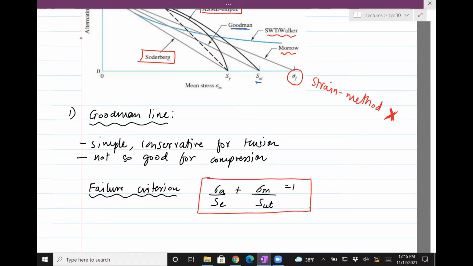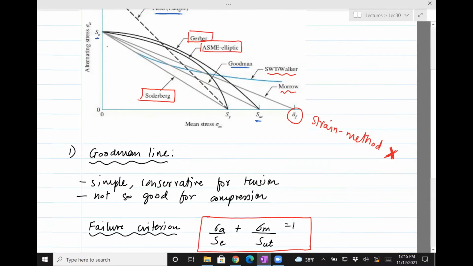Okay, however, what we want to do is use this as a design criterion. In the case of a design criterion, we want to find a factor of safety so that the line is actually over here. Then there's a margin that allows us to keep away from the actual fatigue line.